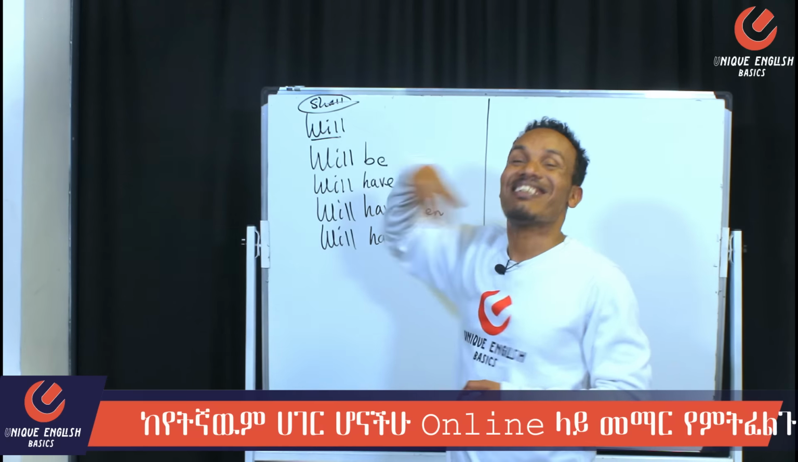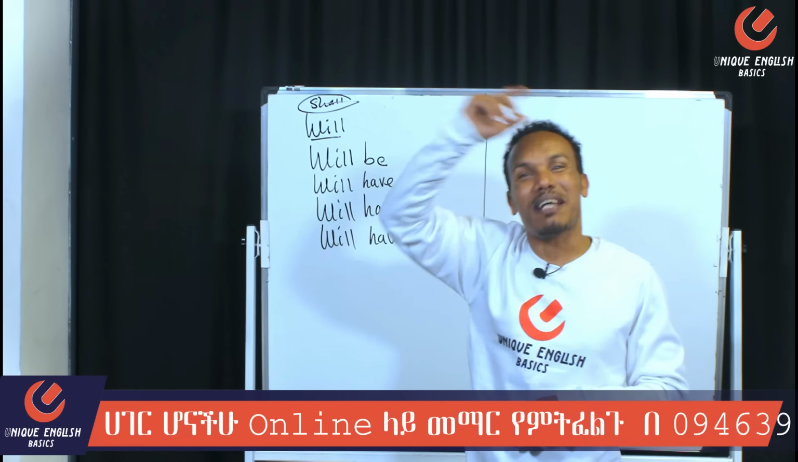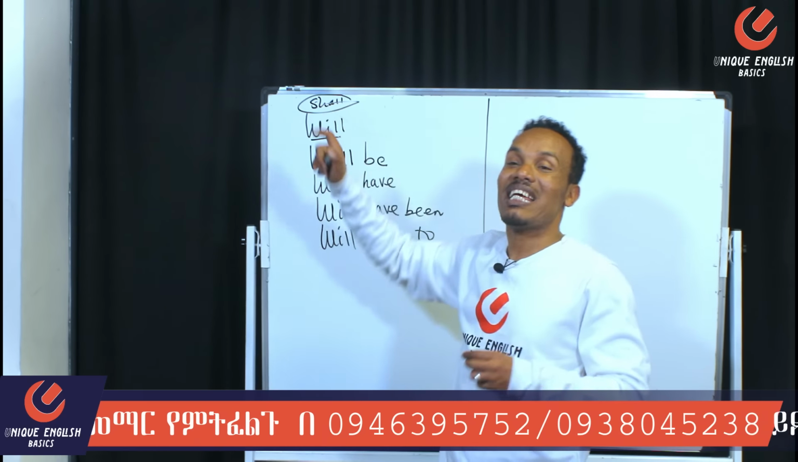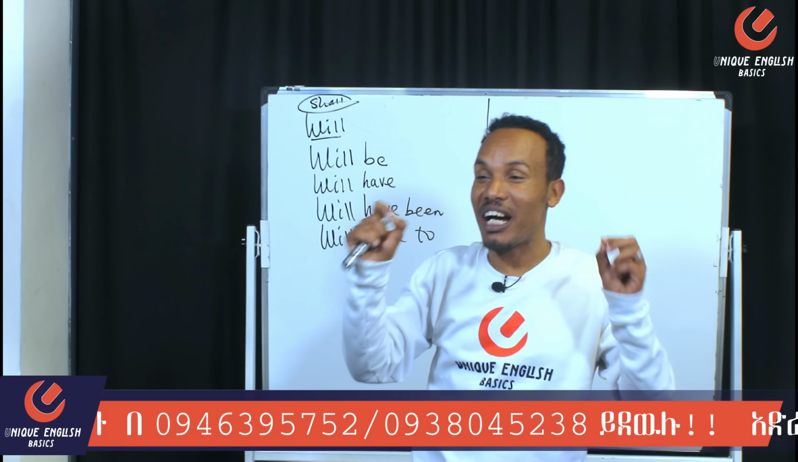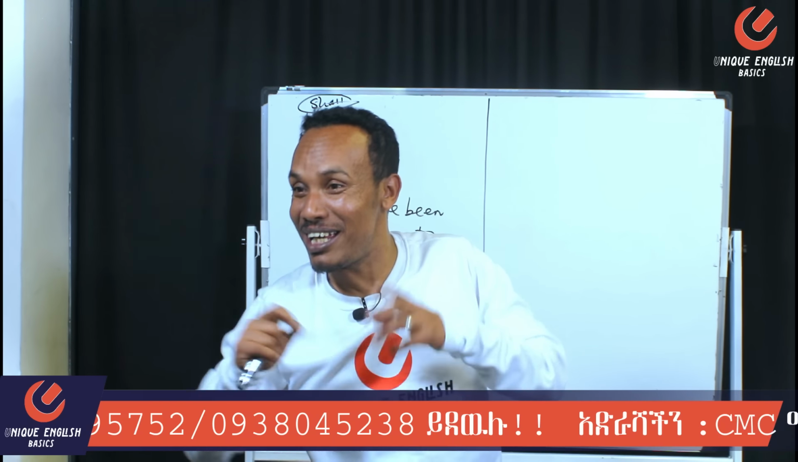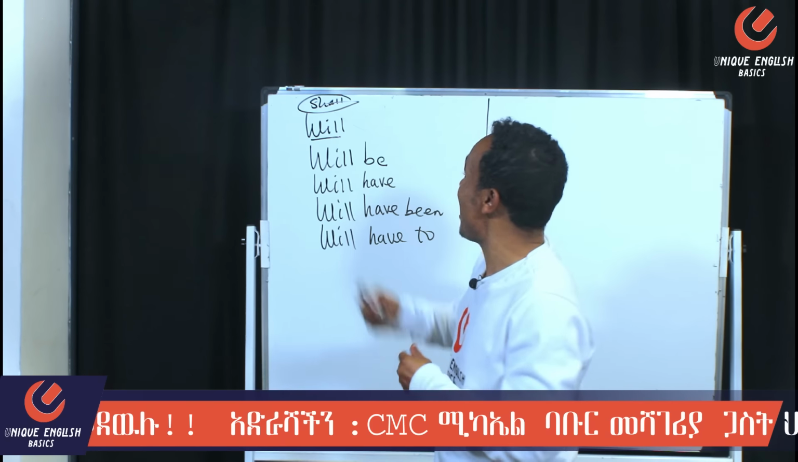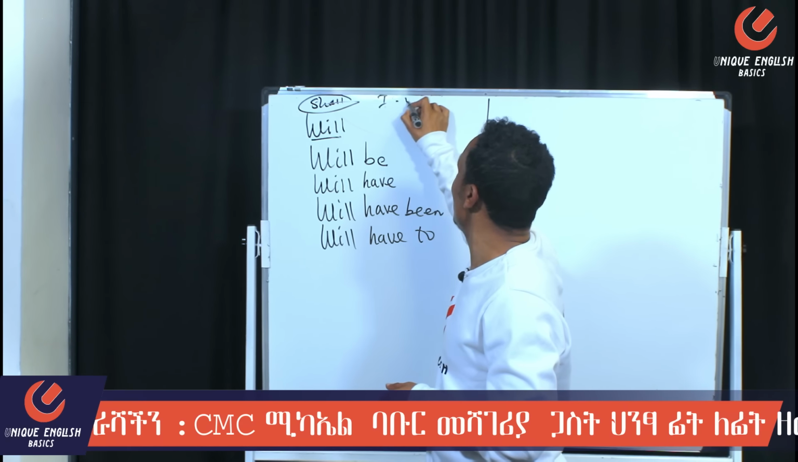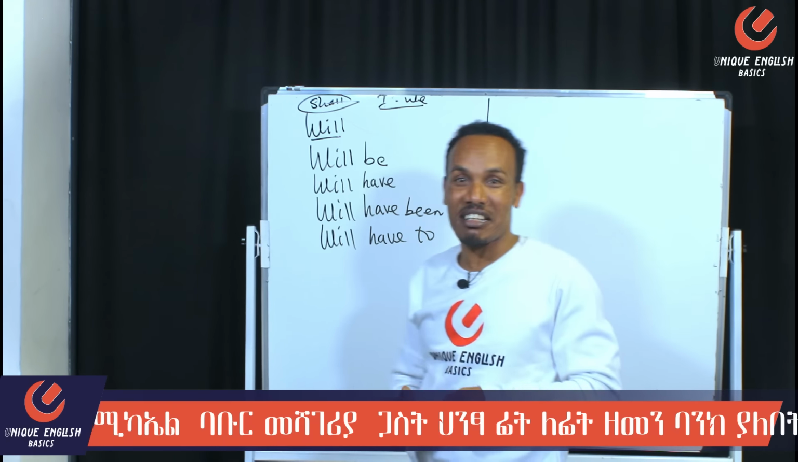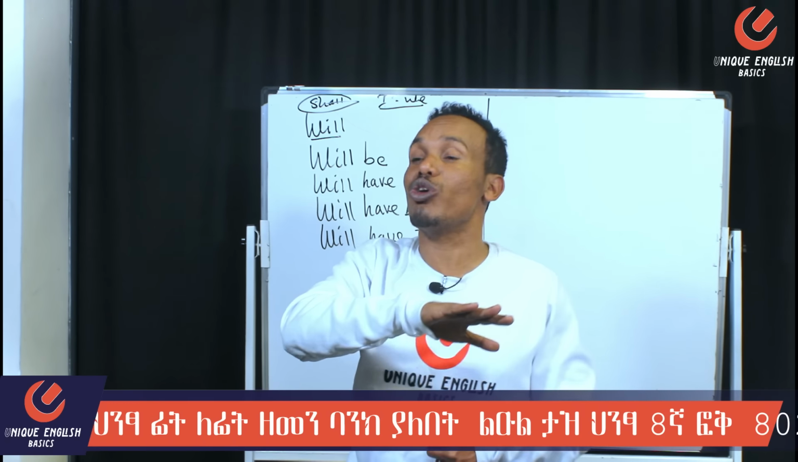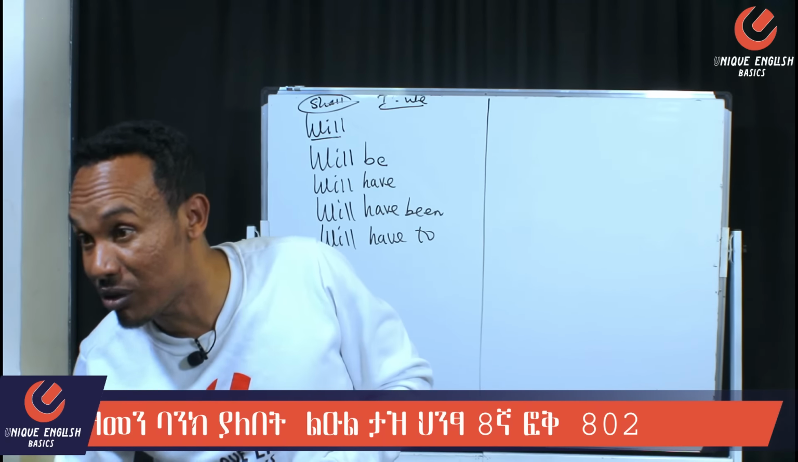But in traditional grammar, shall is used with first person I and we. Shall is used with what? With first person I and we. I and what? We. But like this time shall can be used in all subjects. For all subjects. Am I clear?